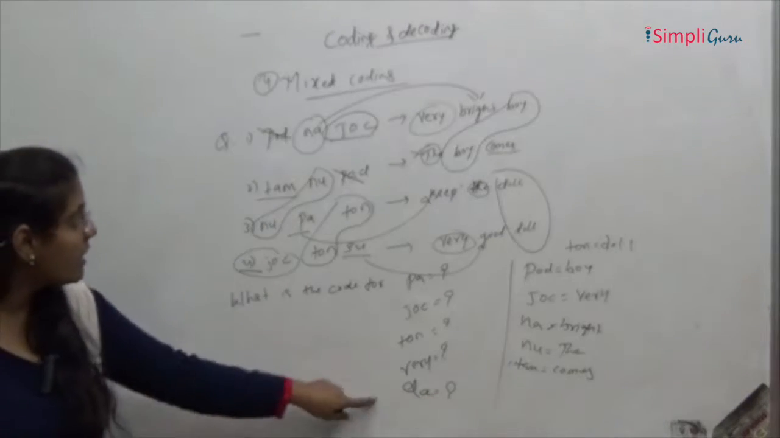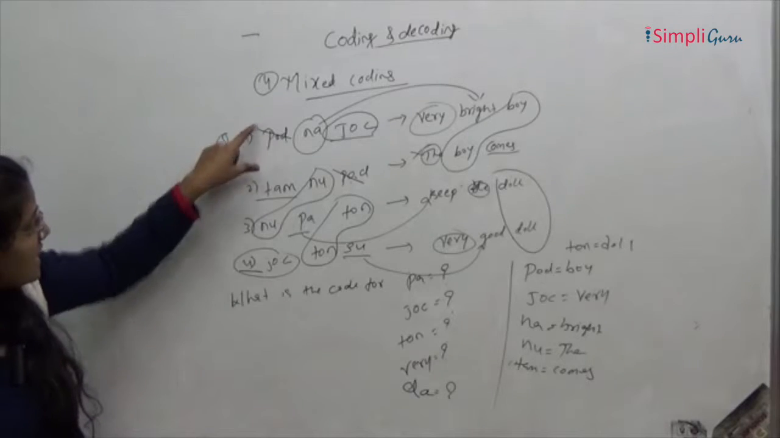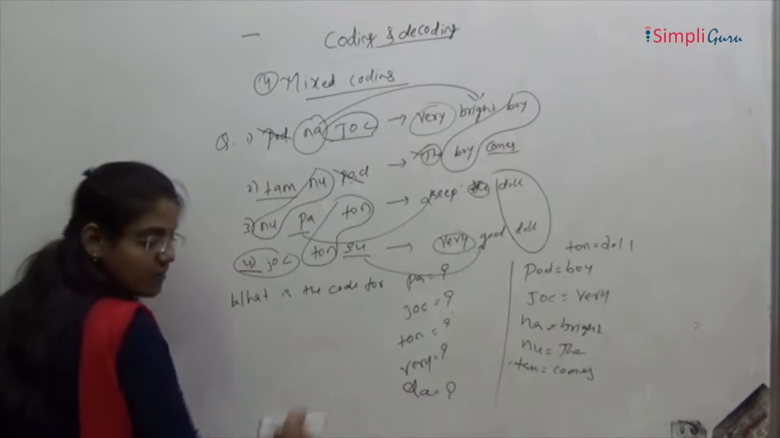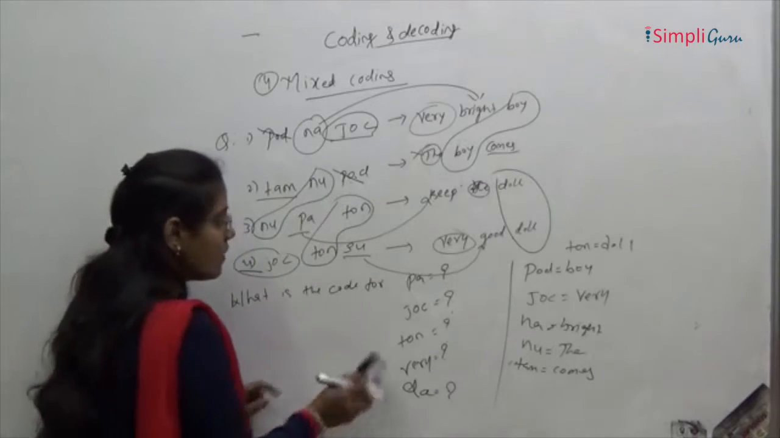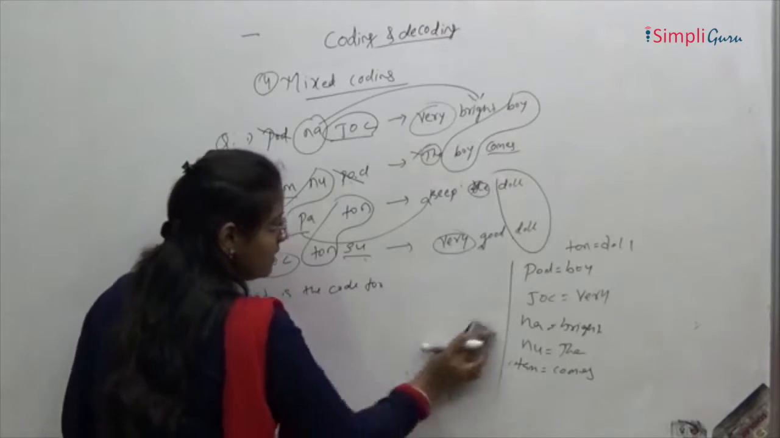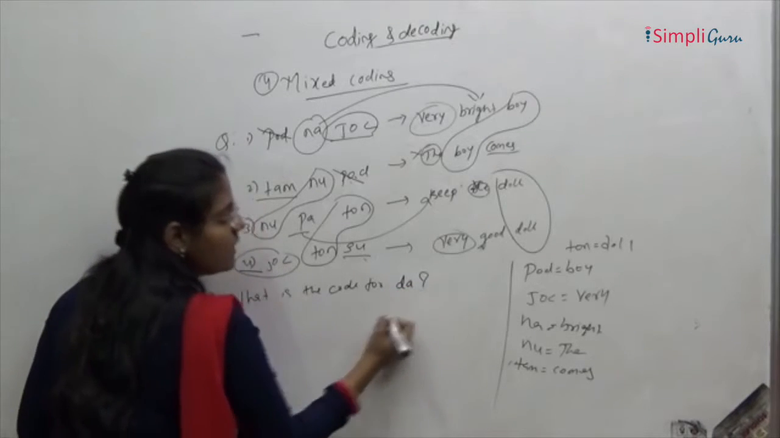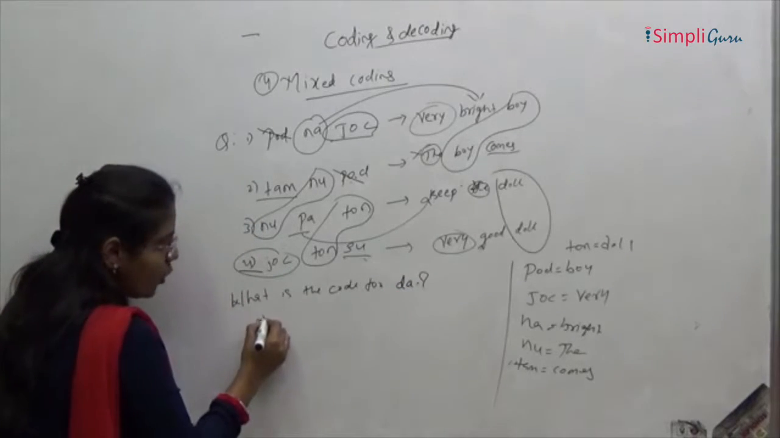What is the code for da for the same instruction? See, is there any da? No. At that time what do we have to do? Now consider the da, okay, I will clean this one. What is the code for da? Consider. At that time what do we have to do? We have to see the options.